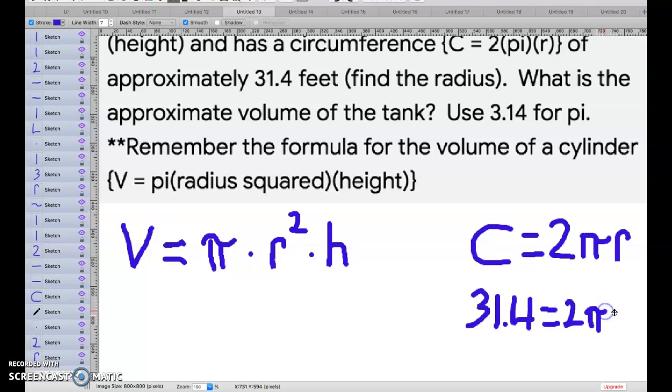So you can use this equation to find the radius. This equation you can manipulate to find the radius of your tank, and then from there go back to the volume formula, finish the volume to find the approximate volume of the tank, because that is what the question is asking. Find the approximate volume of the tank. That's all the help for that problem that I'll give.